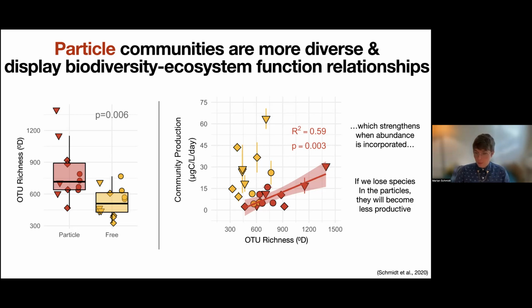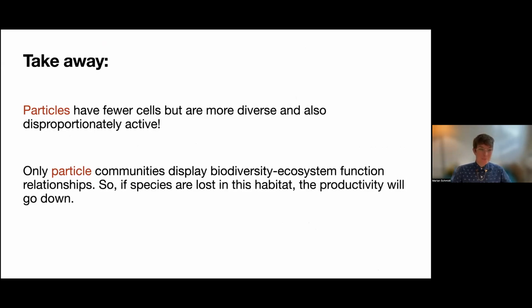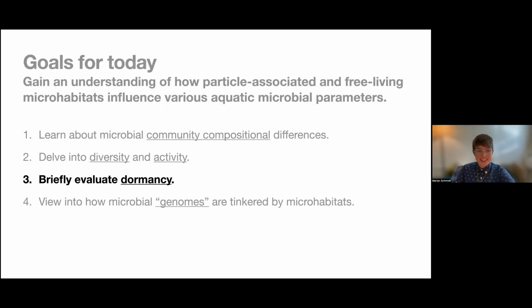And so that's something that we need to keep in mind when we think about global change and its influence on these habitats. Okay, so particles have fewer cells, but they're more diverse and they're disproportionately active. And only particle communities display biodiversity ecosystem function relationships. So if we lose species in this habitat, perhaps due to climate change or human influences, the productivity will go down.